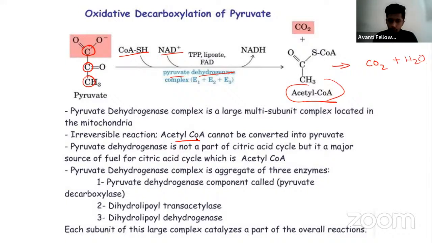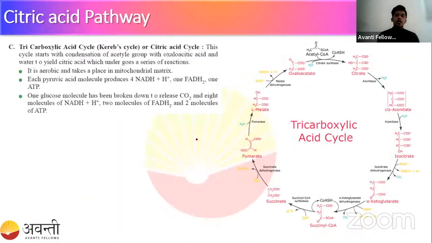Understood? So let's see what happens with respect to our TCA cycle and how the acetyl-CoA is utilized. Now, coming to our TCA cycle, it is also called the tricarboxylic acid cycle. There is a reason for that. Or it is also called the Krebs cycle. Who discovered or mapped this entire pathway? So let's begin with what happens to this acetyl-CoA, which is in the mitochondrial matrix.